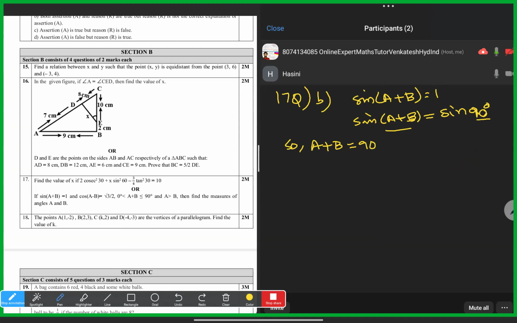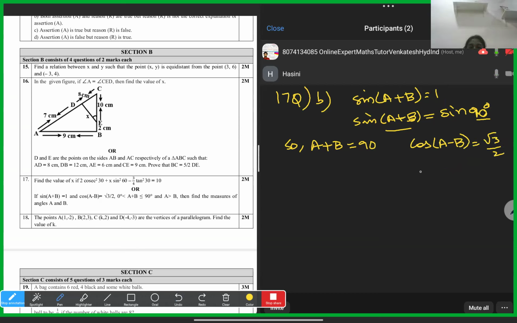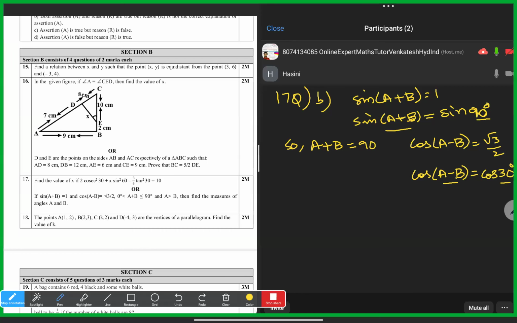Now one more equation is given: cos(a - b) is equal to how much? They said root 3 by 2. Okay, so in the cos row, if you observe, root 3 by 2 we get for cos 30 degrees. So by observation, in the place of a minus b we have 30 degrees, just by observing LHS and RHS.